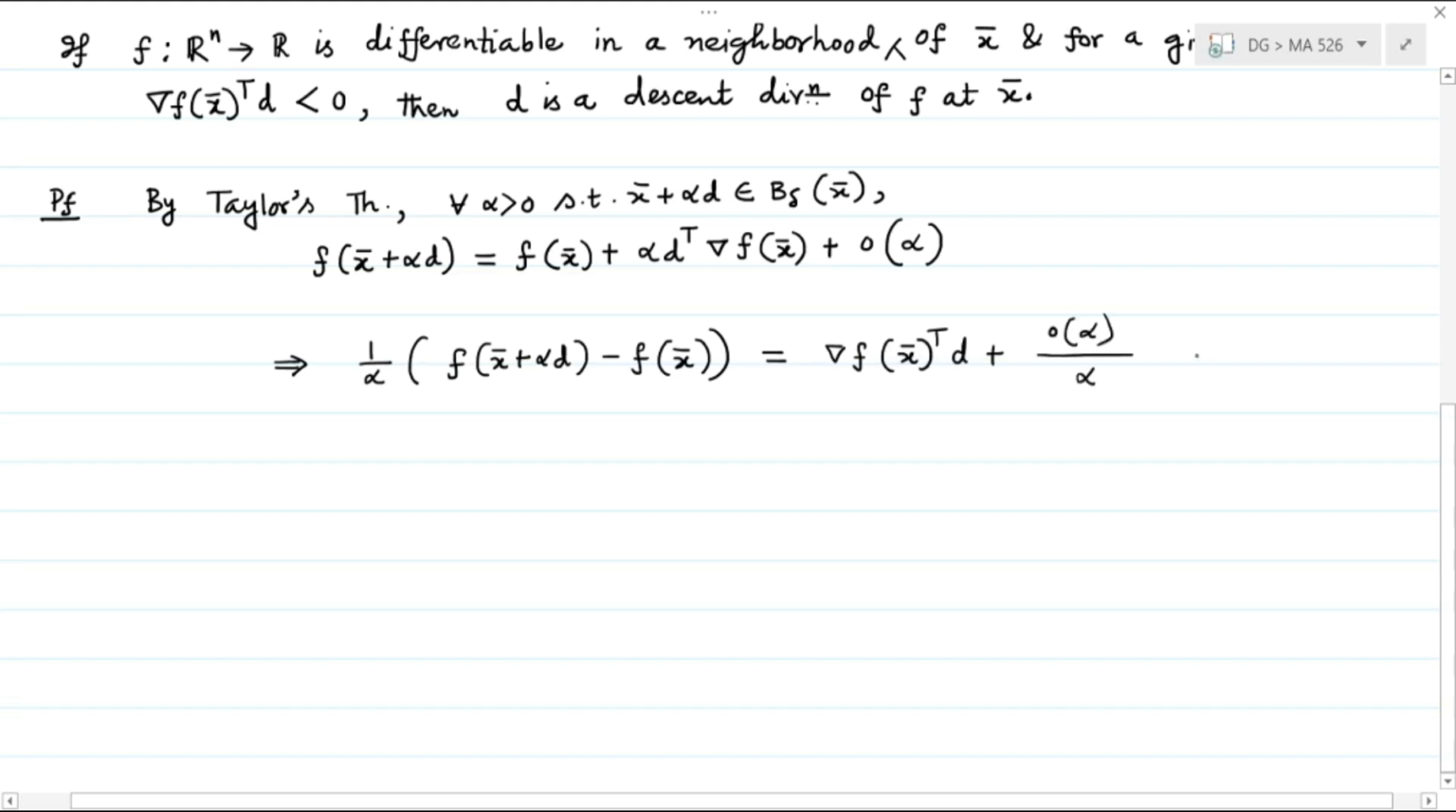And obviously we are assuming here alpha not equal to 0, and again we have assumed alpha greater than 0, and thus there is no problem, as limit alpha tends to 0 plus small o of alpha divided by alpha is equal to 0.